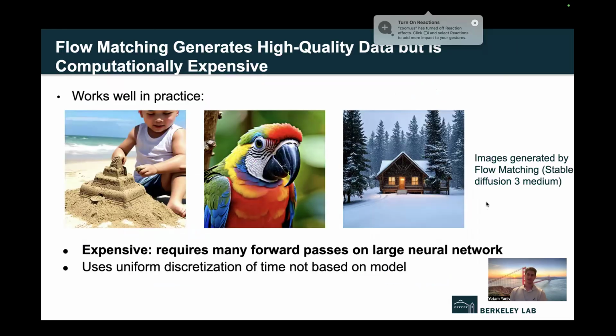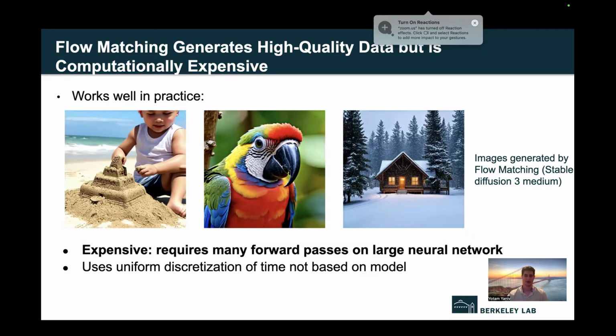Our work specifically focuses on flow matching. As you can see from these images, we're able to generate quite high quality data. However, the generation of this data is actually quite expensive.